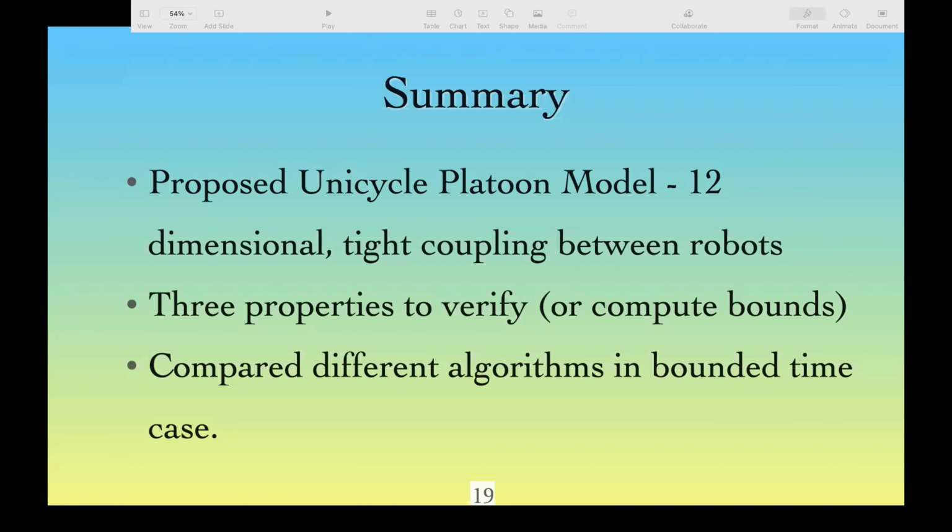So in summary, I have proposed a high dimensional unicycle platoon model with tight coupling between the robots and three properties to verify, or parametric properties for which we want to compute the parameters so that the properties are satisfied. And then I have done some comparisons with the existing algorithms.